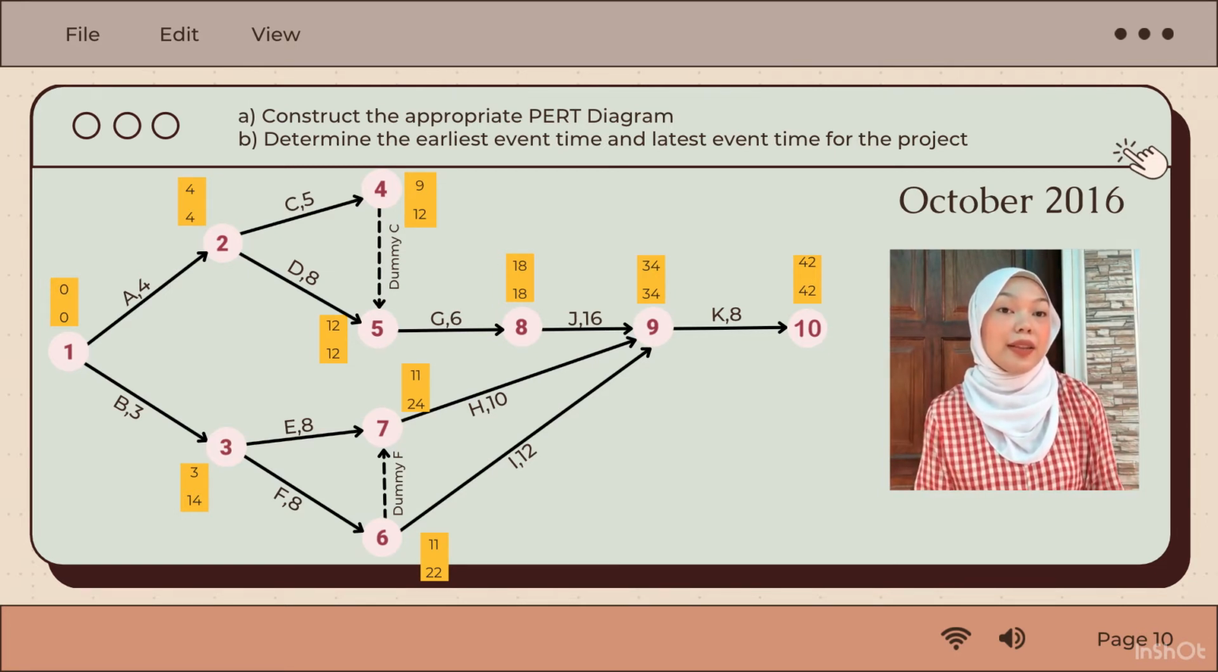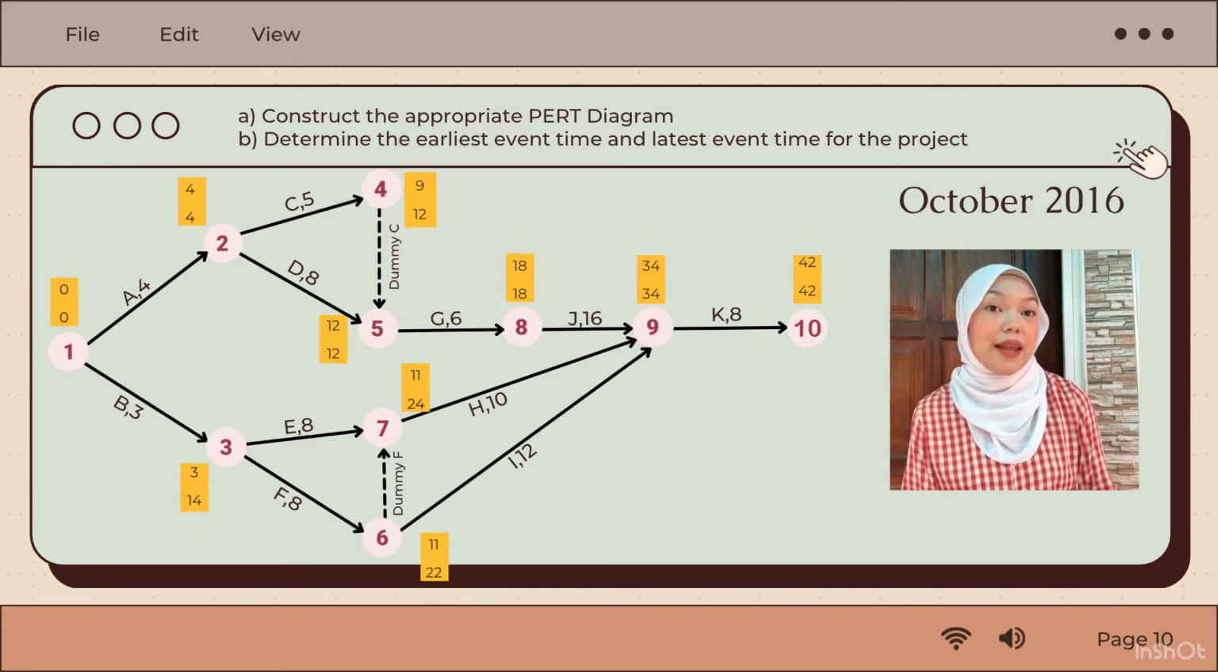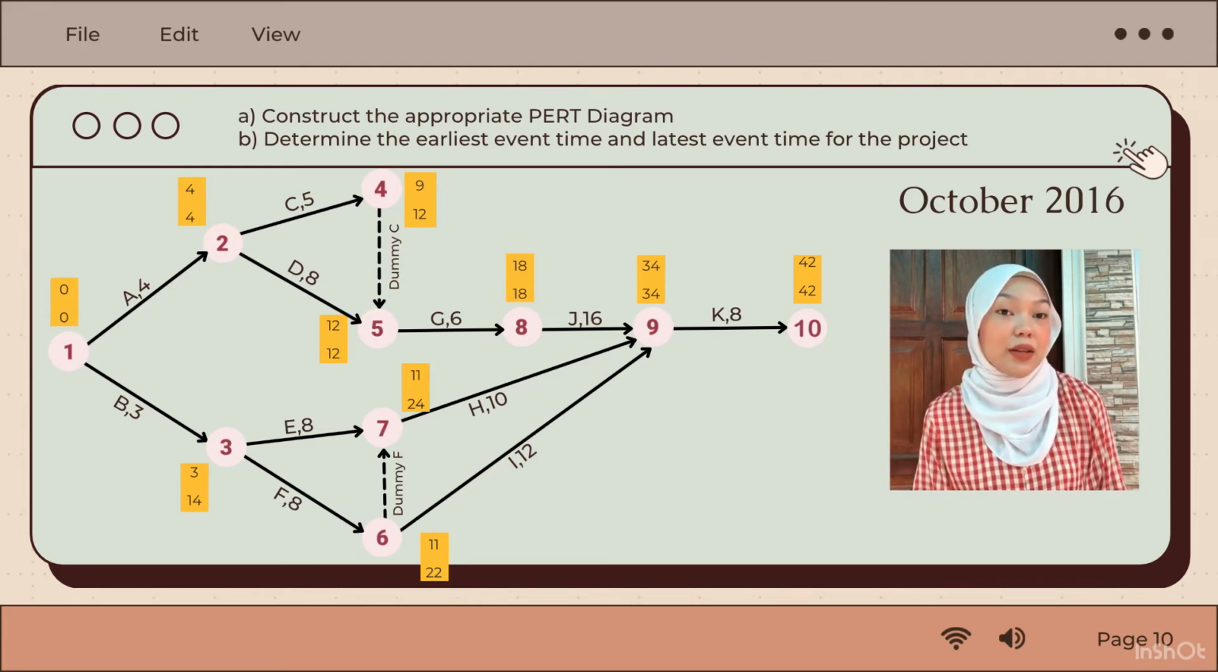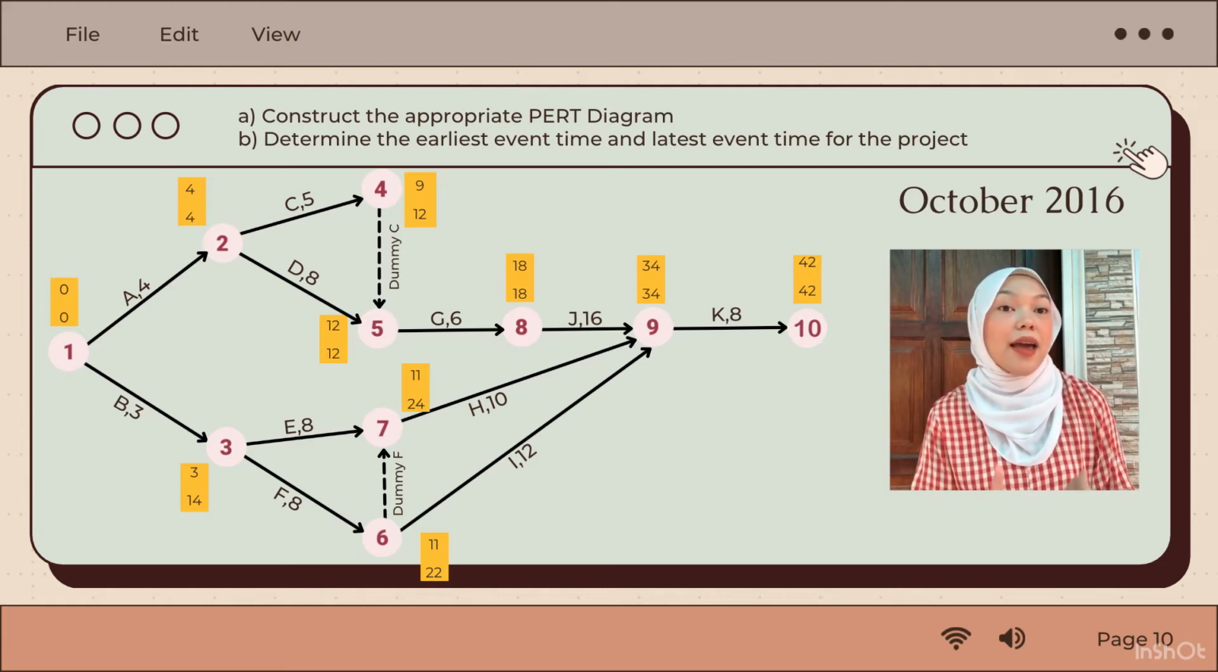Moreover, activity I is preceded by activity F from node 6 and activity J is preceded by activity G from node 8. Also, for the last activity, activity K is preceded by 3 activities which are H, I, and J from node number 9, and activity K will end at node number 10.